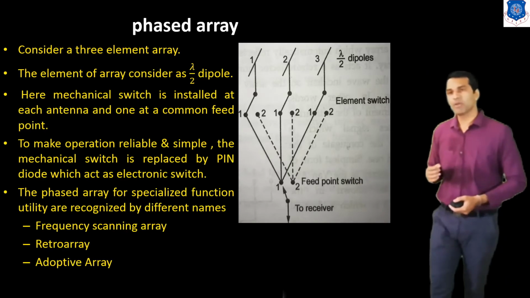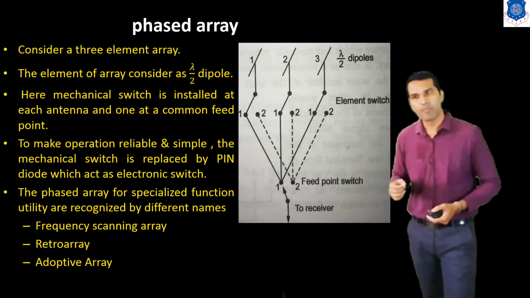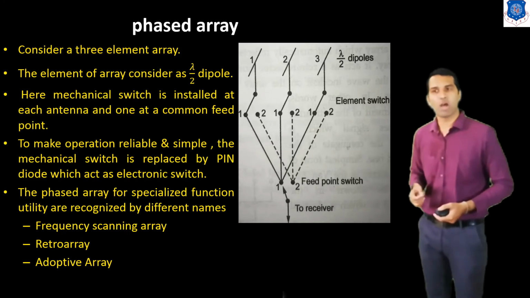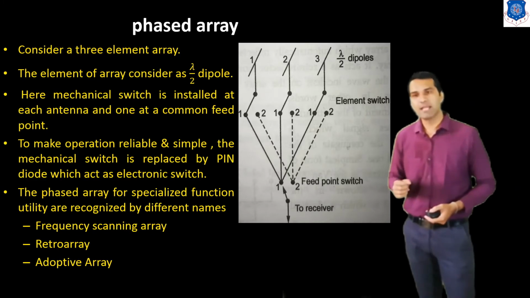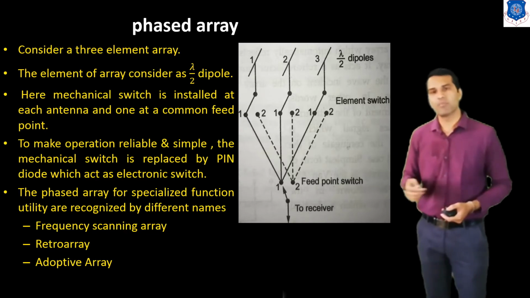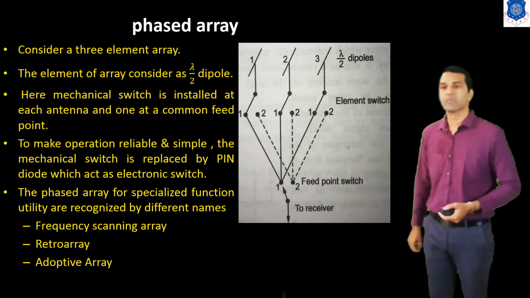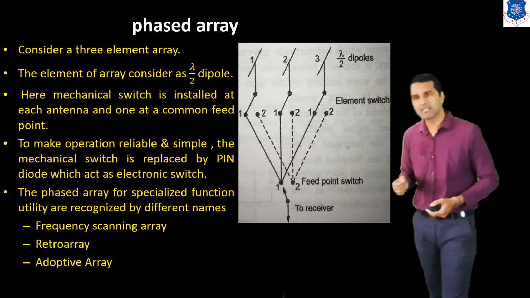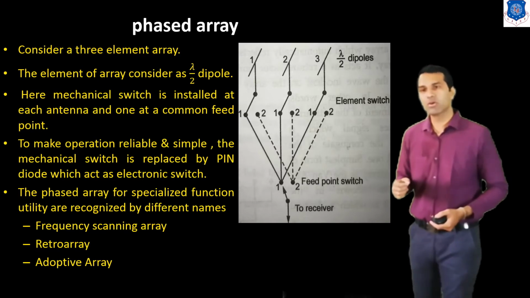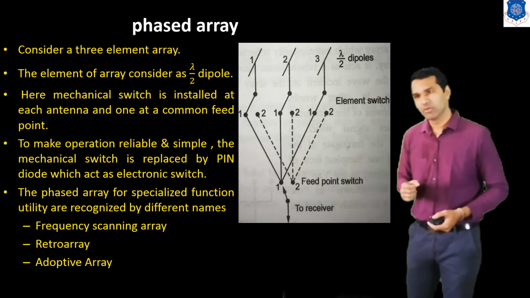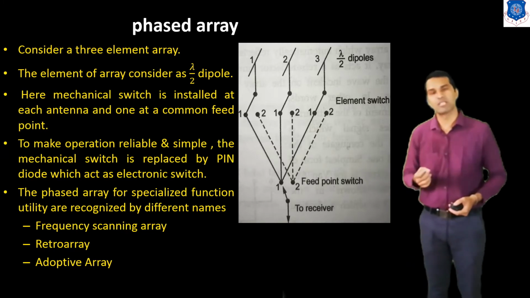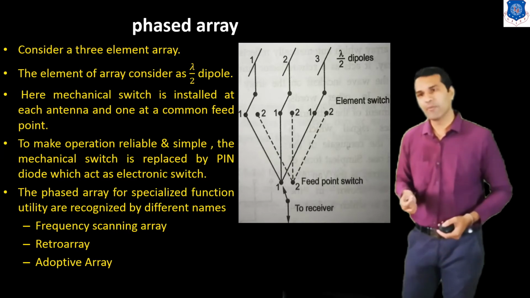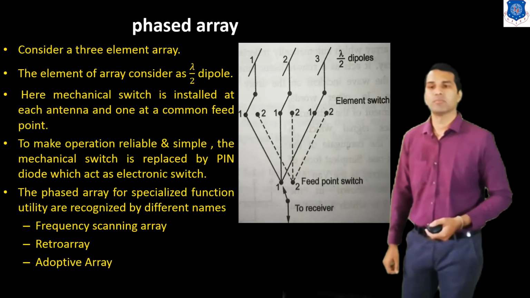Now to make the operation reliable and simple, the mechanical switch is replaced by a PIN diode, which acts as an electronic switch. We know that the PIN diode also acts as a switch. The phase arrays with specialized function and utility are recognized by different names. Those names are the frequency scanning array, the retro array, and the adaptive array.